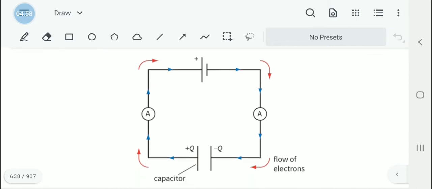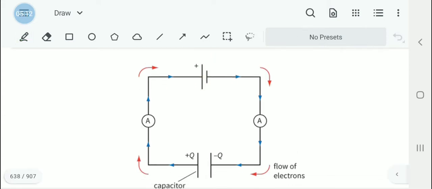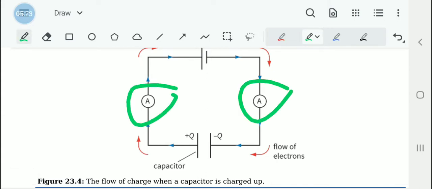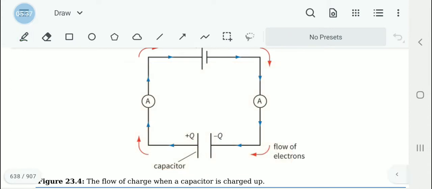The electrons are moved from the negative pole of the voltage to the negatively charged plate. Then this end becomes minus Q, negatively charged. As a result, the electrons are pushed away from the other plate, and these two ammeters would give similar readings. The electrons are pushed away from here when we push electrons towards this. So this is how it is going to be fully charged.